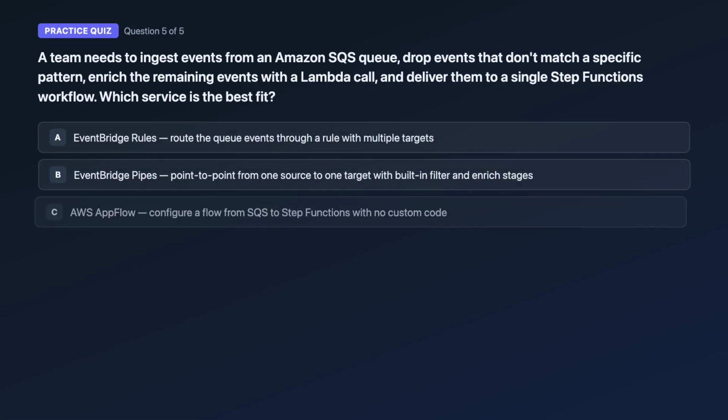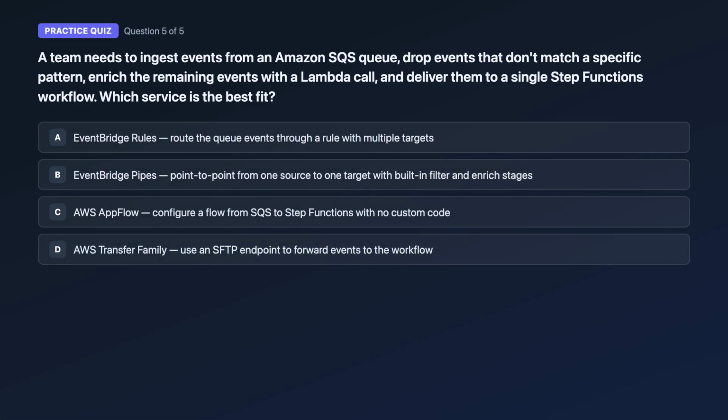Question 5. A team needs to ingest events from an Amazon SQS queue, drop events that don't match a specific pattern, enrich the remaining events with a Lambda call, and deliver them to a single Step Functions workflow. Which service is the best fit? Is it A, EventBridge rules route the queue events through a rule with multiple targets? B, EventBridge Pipes, point-to-point from one source to one target with built-in filter and enrich stages?